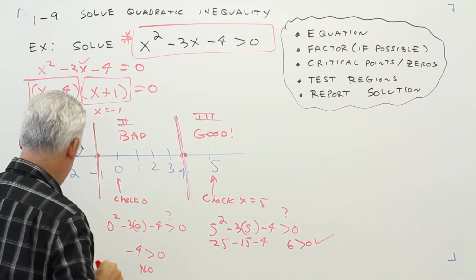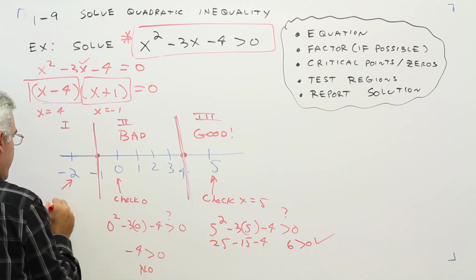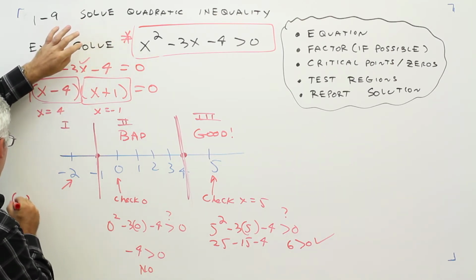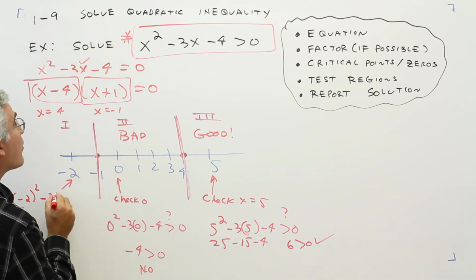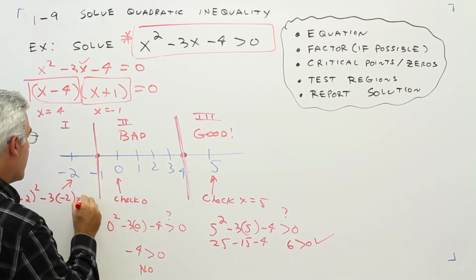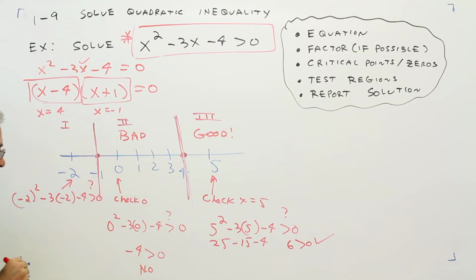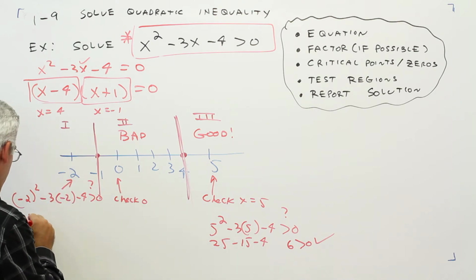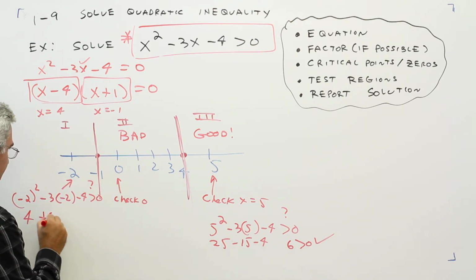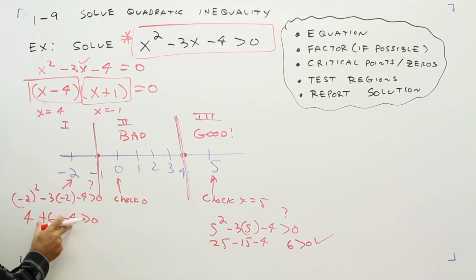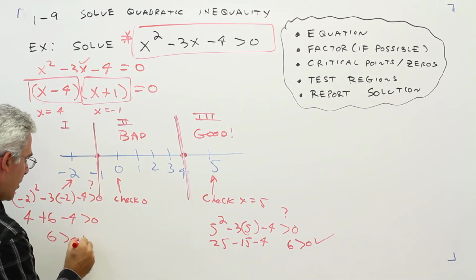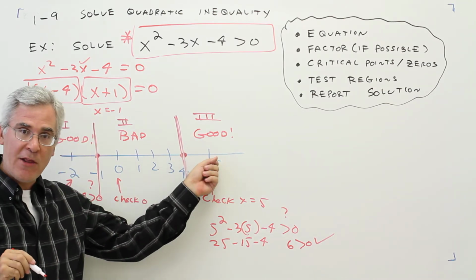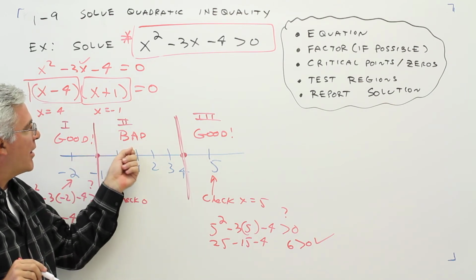Now I'll check this region. I'll just check -2. In the original inequality, is -2 squared minus 3 times -2 minus 4 greater than 0? Let me erase some of this. -2 squared, -2 times -2 is 4. A minus times a minus, plus 6. 4 plus 6, so is 10 bigger than 0? Yes. So I've got a good region, and a bad region.